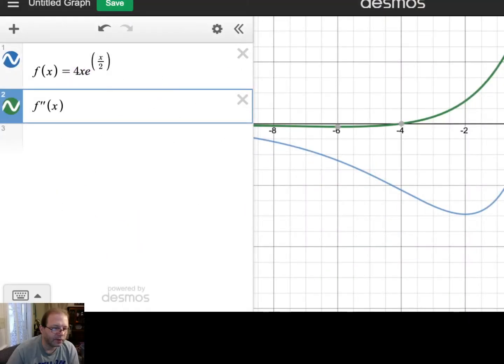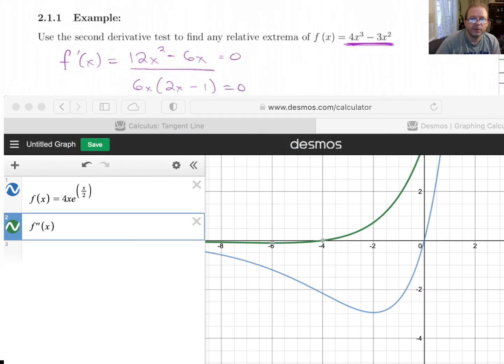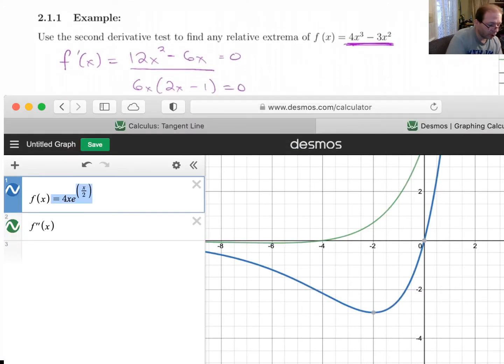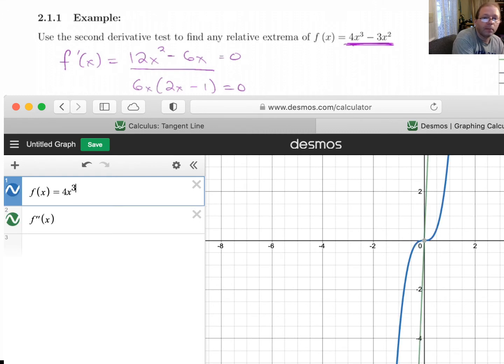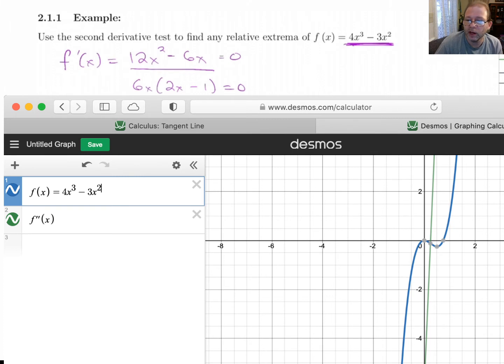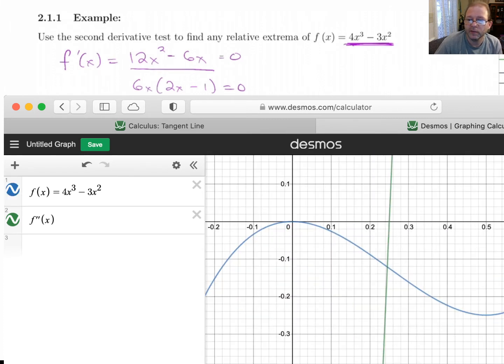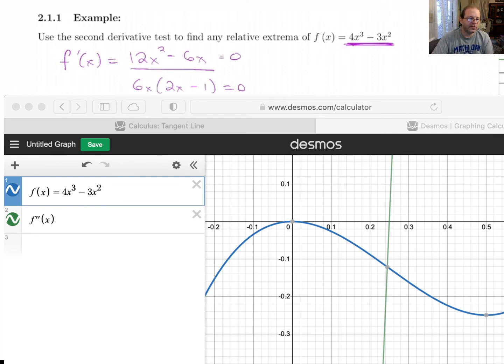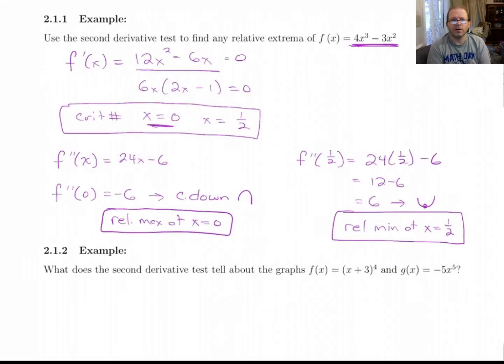If we graph this function, 4x cubed minus 3x squared, then you can see, yeah, we do have what it says: a relative max here at 0 and a relative min over here at 1/2. So the second derivative test lets us figure that stuff out without having to draw out the chart. But in this case, it wasn't really that much trouble. But the second derivative test can be a bit of a pain.